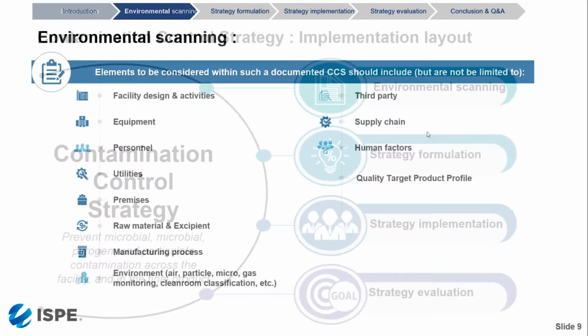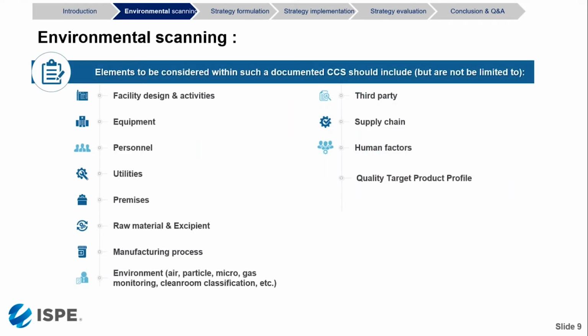So if we go to the first step, environmental scanning, I think here it's the list that the Annex 1 is using. And again, like I said, it's a process of collecting, scrutinizing, and providing information to formulate the strategy. And so what you will do is look at the facility design, equipment, the personnel, and I will do a deep dive and use an example so it makes more sense. And then look at all those different parameters.